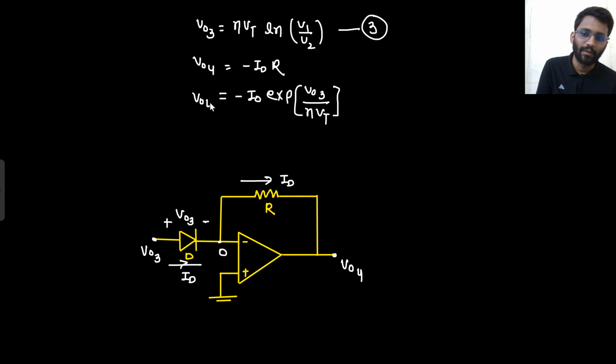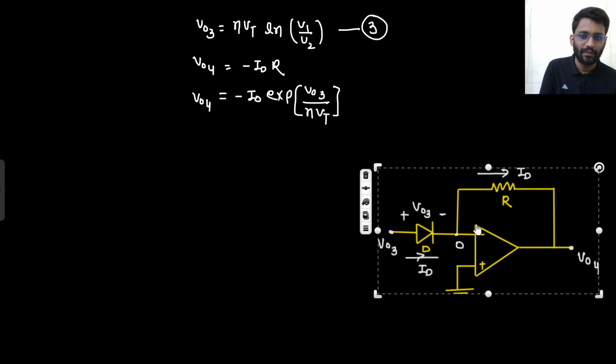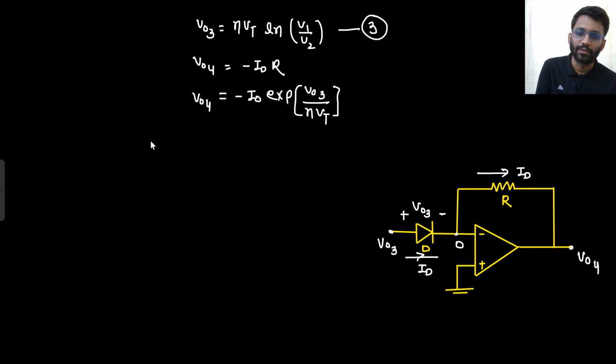This is your V04. So what can you write? V04 is equal to minus I naught, okay, wait a minute, minus I naught into R as well. R also will come, no? This is the expression of ID only: minus I naught exponential e to the power V03 upon eta Vt into R. So minus I naught into R exponential.